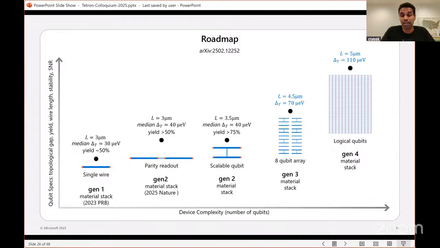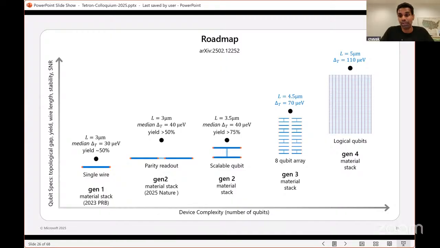The wire length, because the coherence length is compared to the length of the wire. So, if we can make high quality wires that are longer, that's helpful. The stability of the device, and very importantly, the signal to noise ratio in the types of measurements that I discussed, these capacitance measurements. And what you can see is that over time so far, we've made some improvements. We've gone to somewhat longer wires, from 3 micron to 3.5 micron. We've improved the median size of the topological gap from 30 to 40. In the long run, we need to get to 70 and then 110.